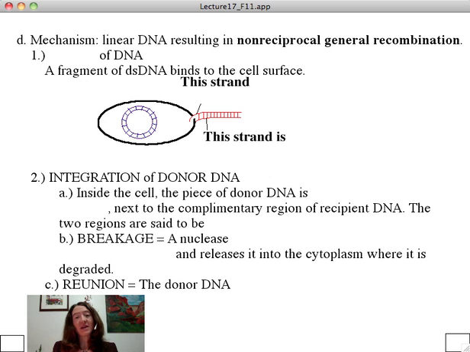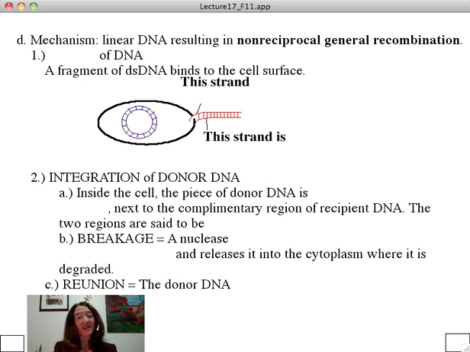Now when we look at it being non-reciprocal, of course it's non-reciprocal, because we know that it's only one direction transfer from the donor cell to the recipient cell. So we're looking at an event where the transformation does lead to a new changed recombinant genome for this organism.